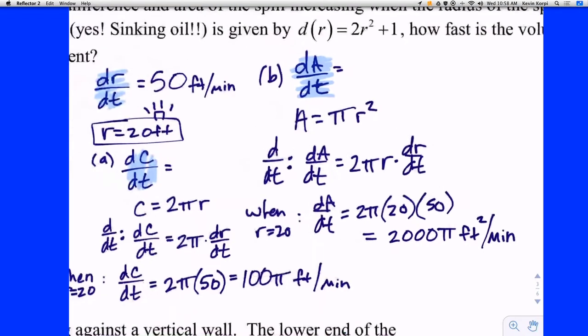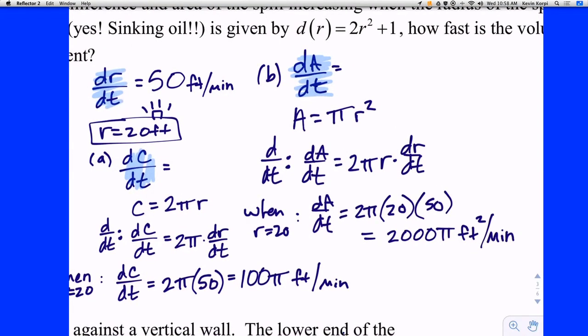Okay, so if we want to write a sentence, we kind of know some information about this at the moment. We could say when the radius of the spill is 20 feet, the circumference is increasing by 100 pi feet per minute, while the area is increasing by 2,000 pi square feet per minute.